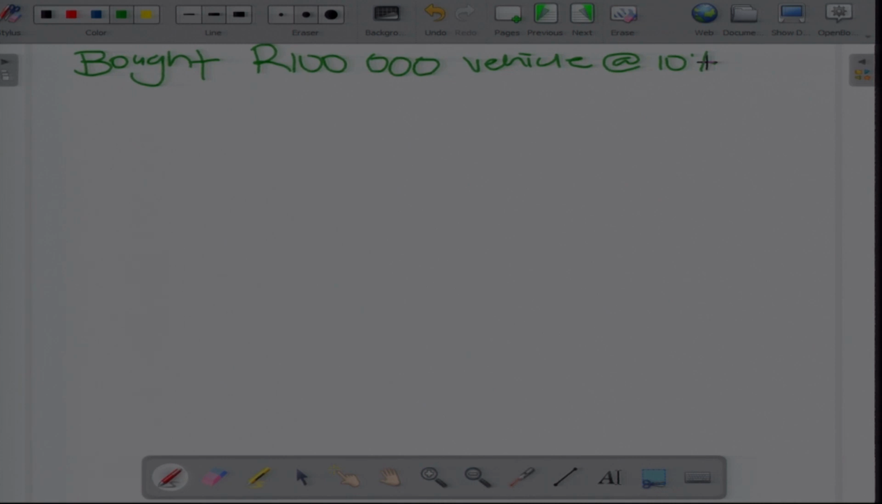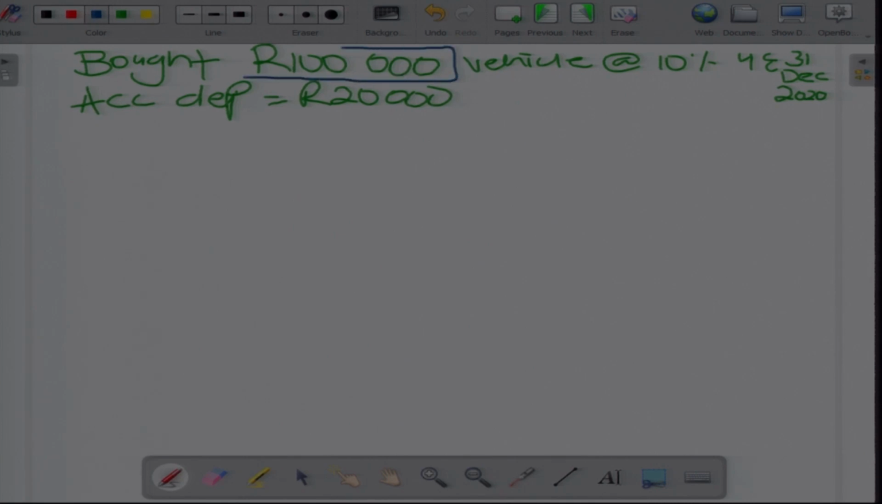So the year end is 31 December 2020. And then they tell you the accumulative depreciation is 20,000. Okay, so what information did they give you? First year, they told you bought a car of 100,000. That's the cost price. Then they tell you that the vehicle is depreciated at 10%, meaning the value drops 10% every year. They give us the year end, which is 2020.